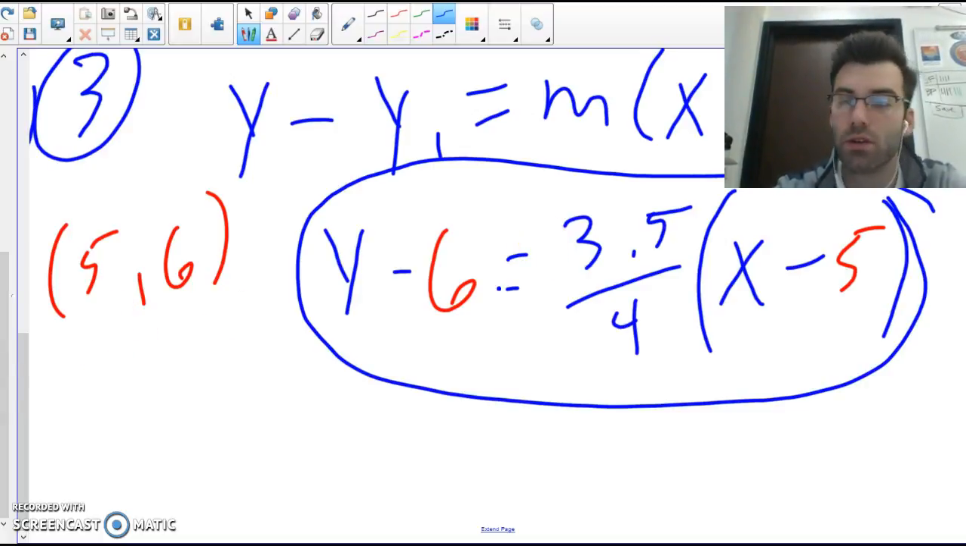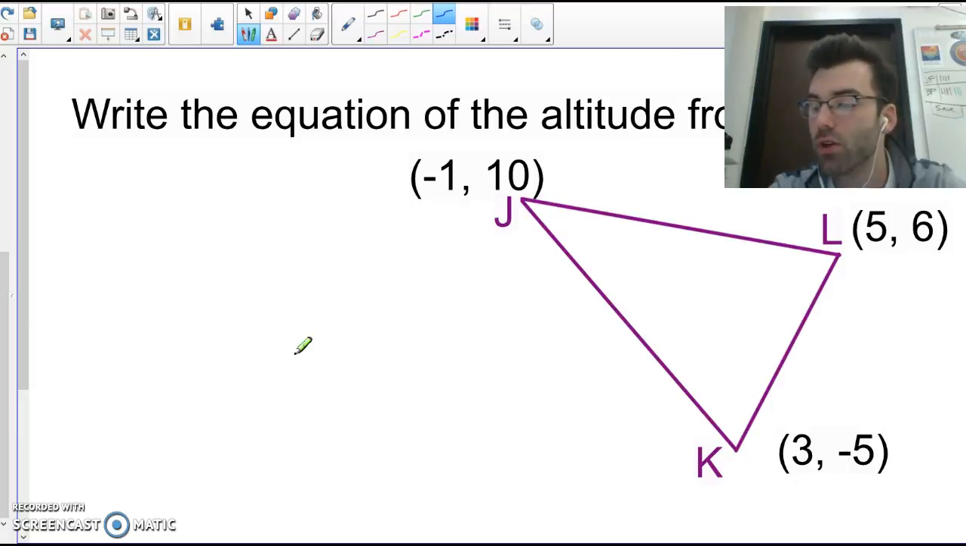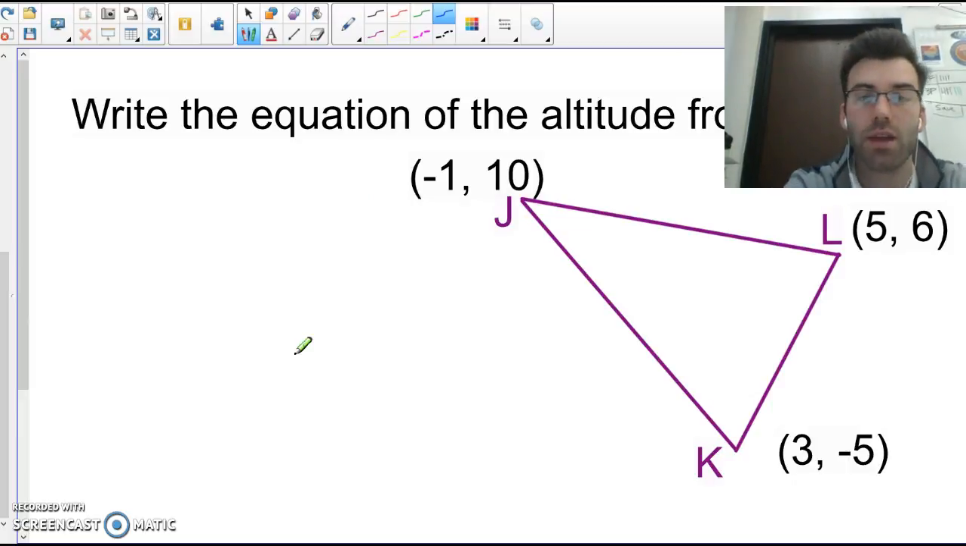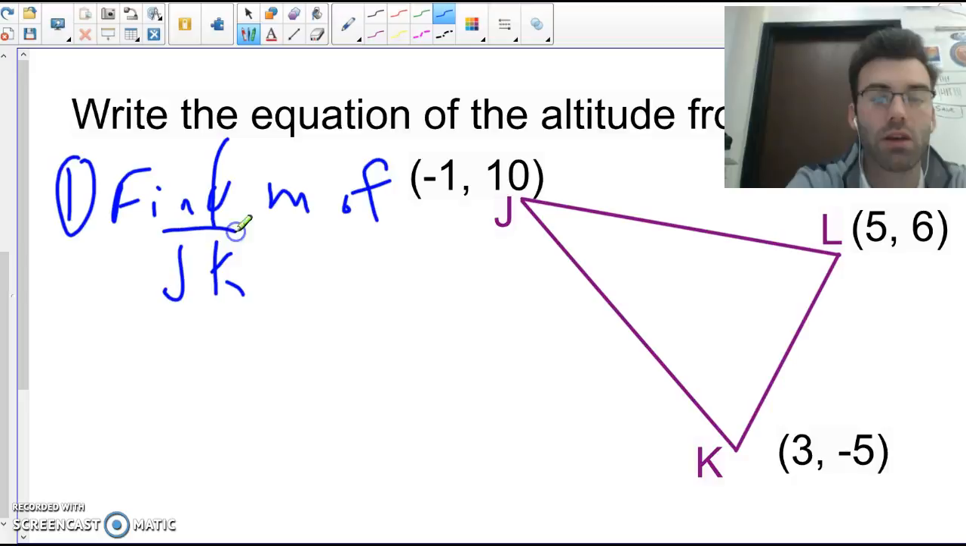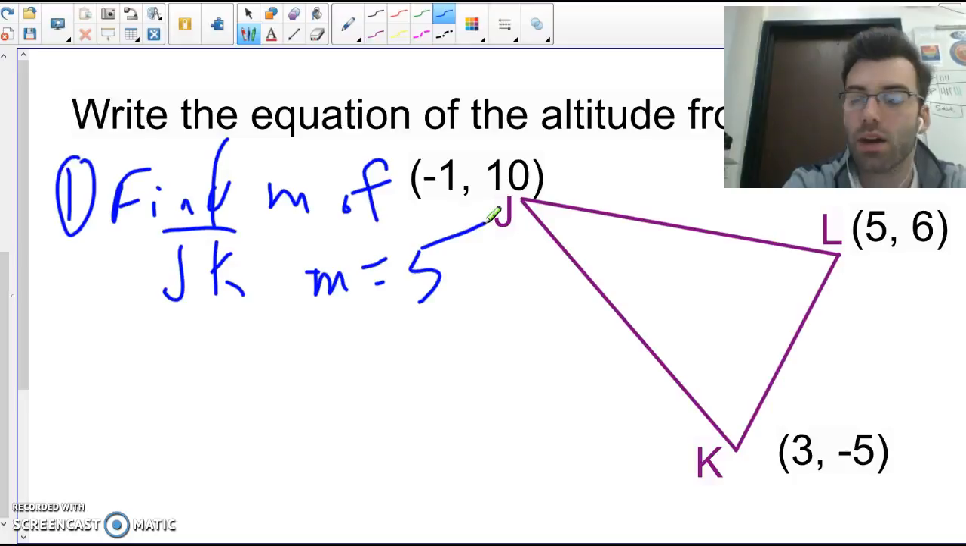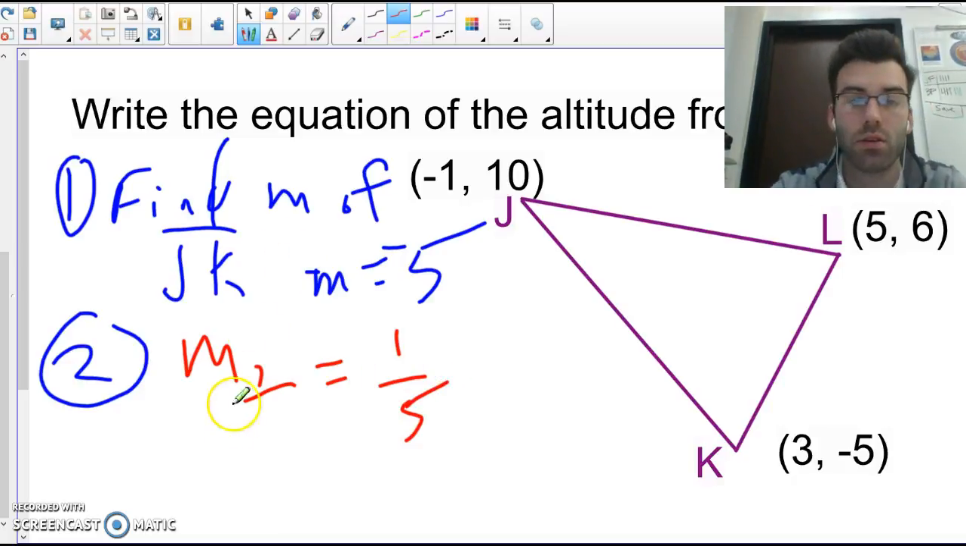The median one's a little bit tougher than the altitudes. Let's look at the altitude. At the beginning of class, we found the actual slope of JK, and we found the slope of the altitude. So again, your first step would be to find m of JK, but we did that already. It equaled -5, I believe. Yeah, -5. The next step was to find our perpendicular slope, the slope of our altitude, which would be 1 over 5. I'm just going to use that information to help me complete this problem.